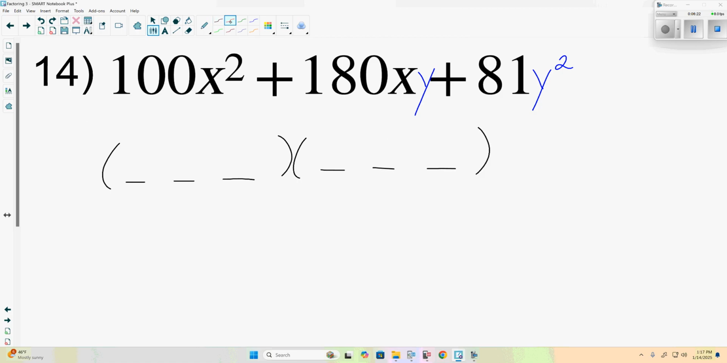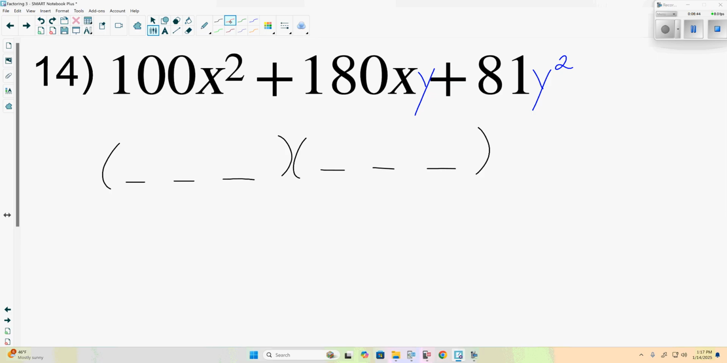Now the reason this still works is because our first term has an x squared, our second term has a y squared, and the middle term has an xy. It has to have each one to the first power in the middle, our squares on the side. Because if we had 100x squared, 180x plus 81y squared, it won't factor. We have to have the xy in the middle.